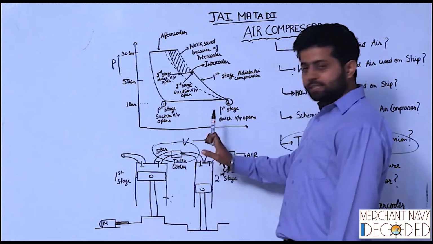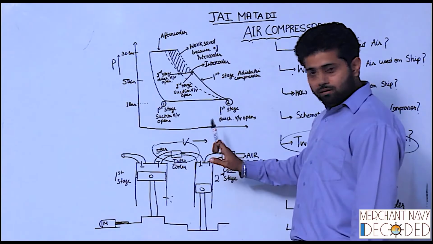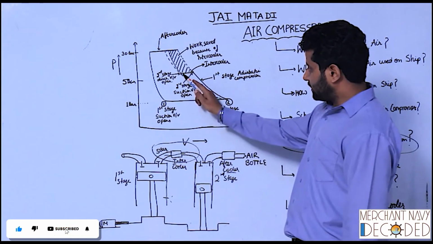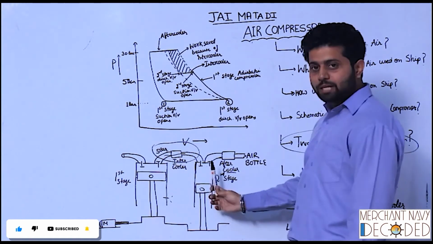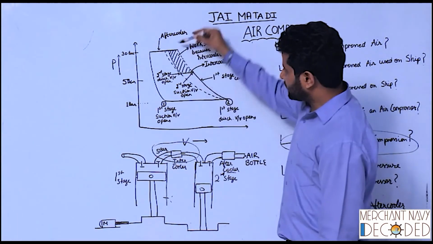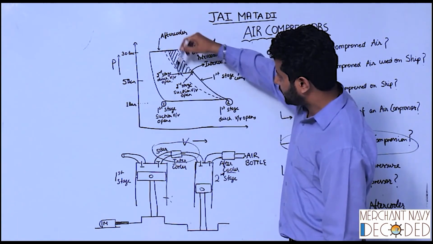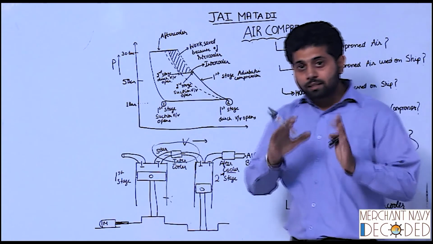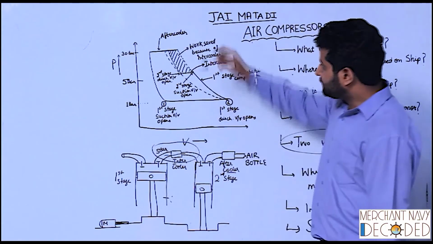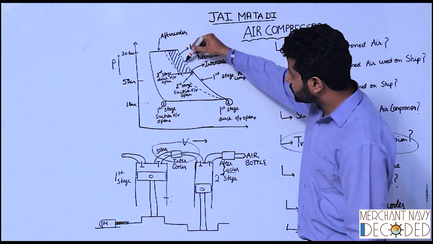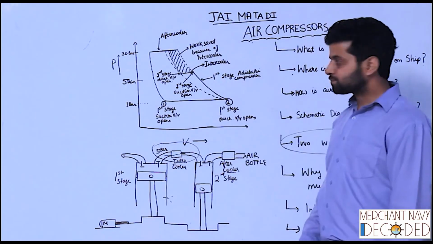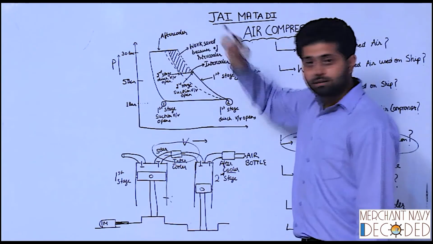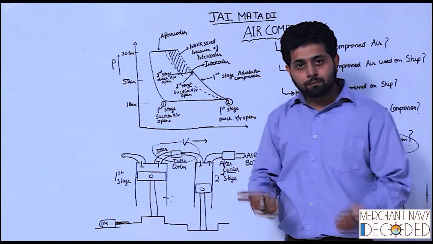Then again compression takes place. Pressure increases. This is where the second stage discharge valve is opening. When the piston starts going up, pressure starts increasing again. It should have been isothermal, but again it is adiabatic compression. But in all this, we have saved this much energy. Work done has been saved this much. So basically, we are saving money.